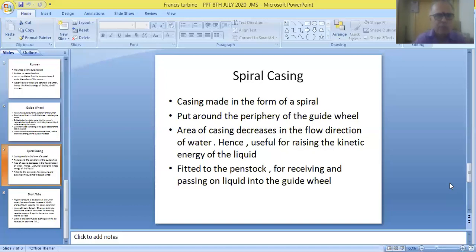Kinetic energy is very essential for operating the turbine. The turbine will be converting the kinetic energy of the liquid into mechanical energy of the shaft. And finally, the generator will be converting the mechanical energy of the shaft into electrical energy. Therefore, all these components, namely the spiral casing, guide wheel mechanism, and runner, are very essential for raising the kinetic energy of the liquid.